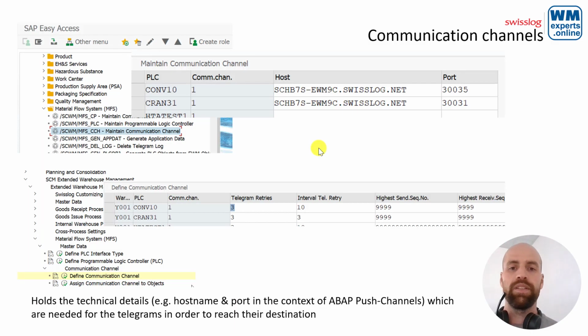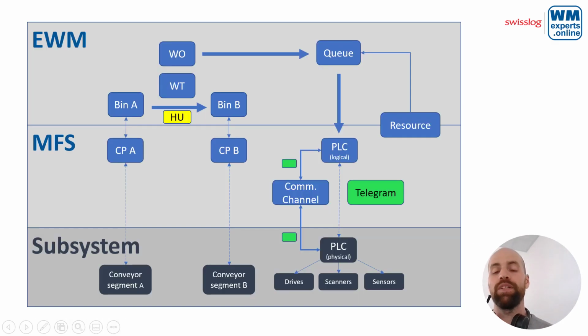So it gives us information like the host, the server where the PLC can be reached, and the port, and so on. Here you see an example of a communication channel which is created for a PLC, and you see the connection data which is needed in order to reach it, for instance, via TCP/IP based communication. And again, there is customizing, which enriches the application data here, for example, with details about the communication protocol, like retries, processing, sequence number handling, and all this stuff. This is needed so that EWM can actually talk to a PLC.